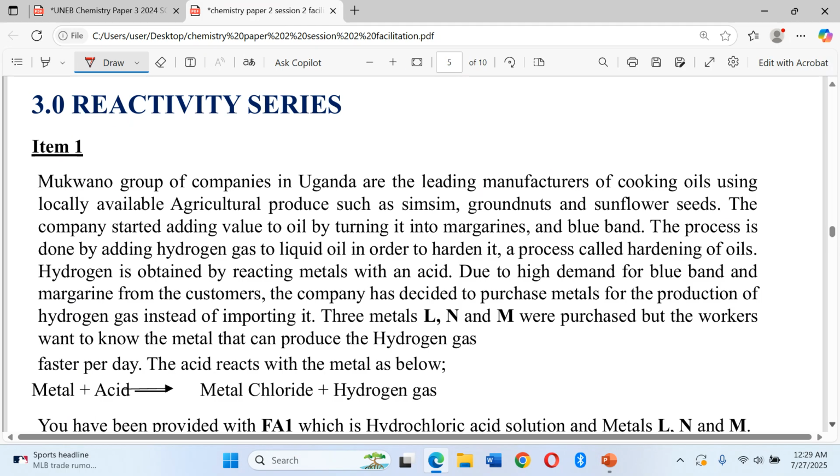Now, when a question comes in reactivity series, what comes to your mind? In reactivity series, what is reactivity series? It is a list of elements, of metals, which are arranged in increasing order of reactivity. It can be in the increasing order of reactivity or in the decreasing order of reactivity, but most especially we normally consider the decreasing order, from the most reactive to the least reactive.